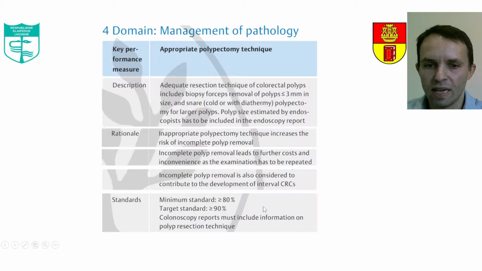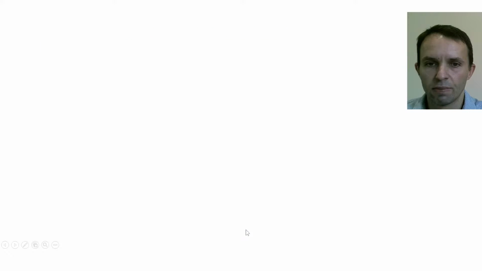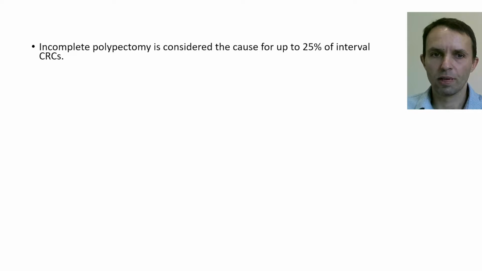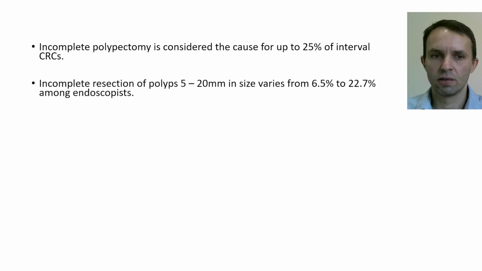Minimum suggested standard is more than 80% and target standard is more than 90%. Colonoscopy reports must include information on polyp resection technique. A little bit more information. Incomplete polypectomy is considered the cause for up to 25% of interval cancers. Incomplete resection of polyps from 5 to 20 millimeters in size varies from 6 to 22% among endoscopists.